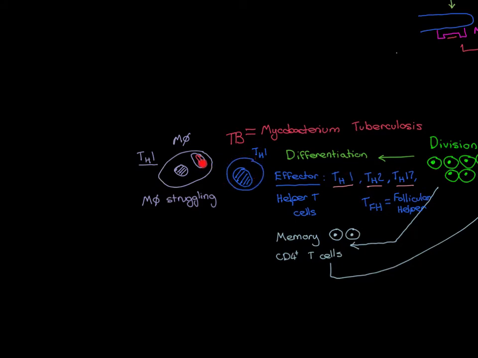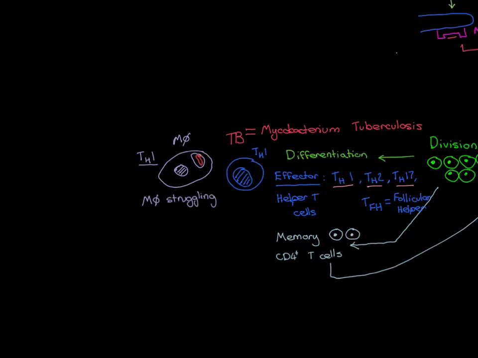So the T helper 1 cell comes along, finds this cell, and if it does have MHC class 2 displayed on its surface with the peptide fragment that it's against, it says, brilliant, you are struggling with the pathogen that I am directed against. I am an adaptive immune system cell. I am directed specifically against a peptide fragment of an antigen of this pathogen, and you are struggling to kill one of these things. So I will bind to you and then activate you.